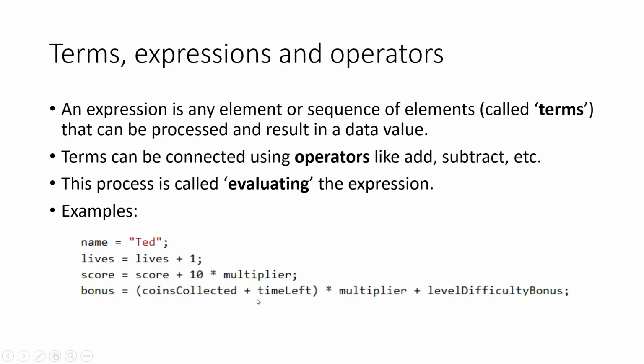But if you do it this way around, because they're inside brackets, the plus comes first. It will add the time onto the coins you've collected, and then multiply by the multiplier. And finally add on the bonus. You can get pretty complicated like that. Once it's done that evaluation, it then takes the result and assigns it, whatever that value is, to the bonus value.